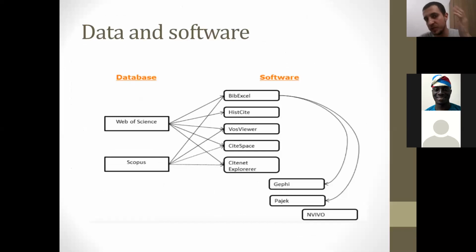Okay, so as I mentioned, regarding the data and the software, there are two main databases. There are many others, but Web of Science and Scopus are the most important, and we can say the most popular. Okay, so for software, there are BibExcel, HistCite, VOSviewer, CiteSpace, and Content Explorer. We will concentrate only on VOSviewer, this one, okay? And that's it. This is all about the data and software.